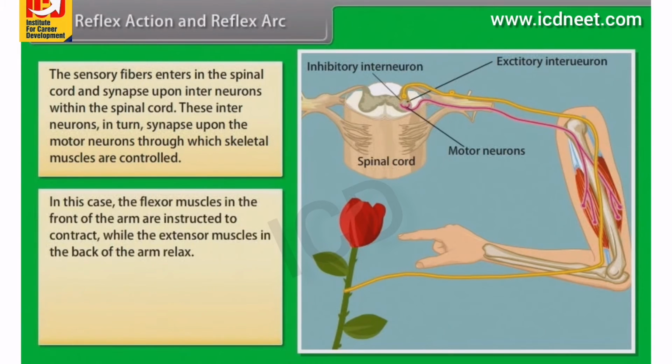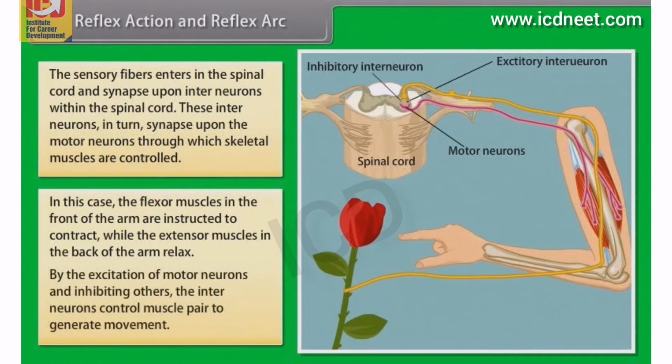In this case, the flexor muscles in front of the arm are instructed to contract while the extensor muscles in the back of the arm relax. By the excitation of some motor neurons and inhibiting others, the interneurons control muscle pairs to generate movement.